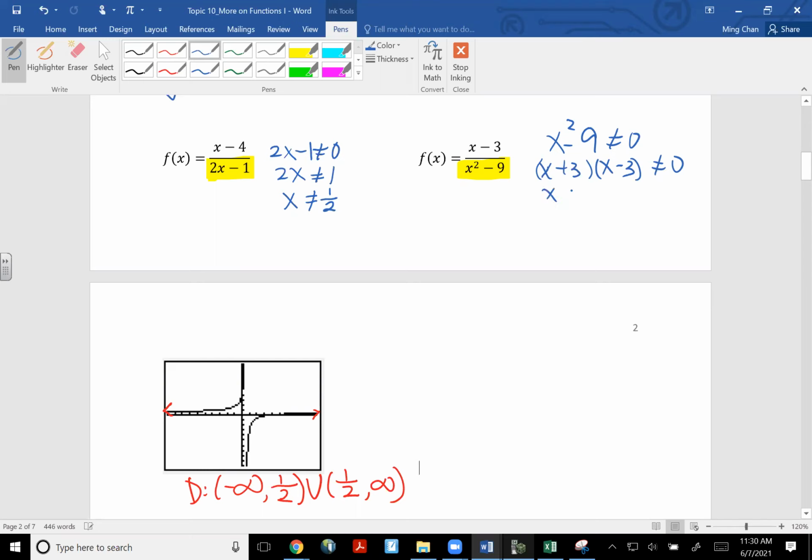Set each factor not equal to 0. All right, move my positive 3 and negative 3 to the other side. My x cannot be negative 3. The other x cannot be positive 3.